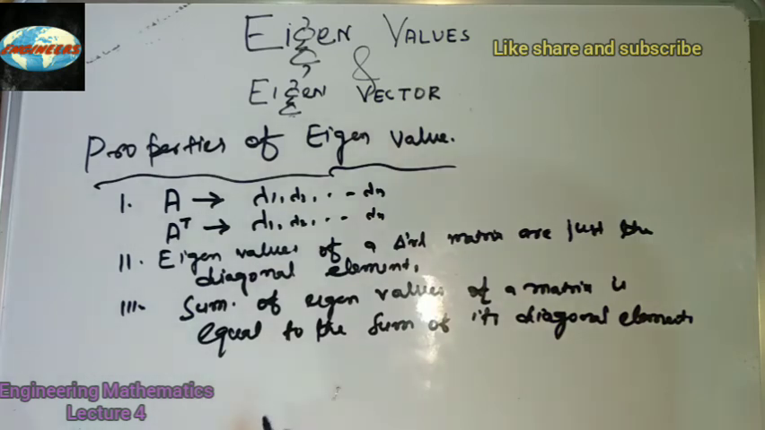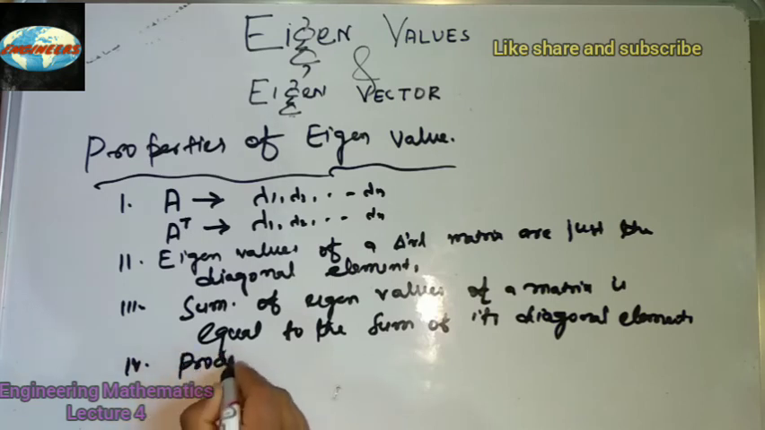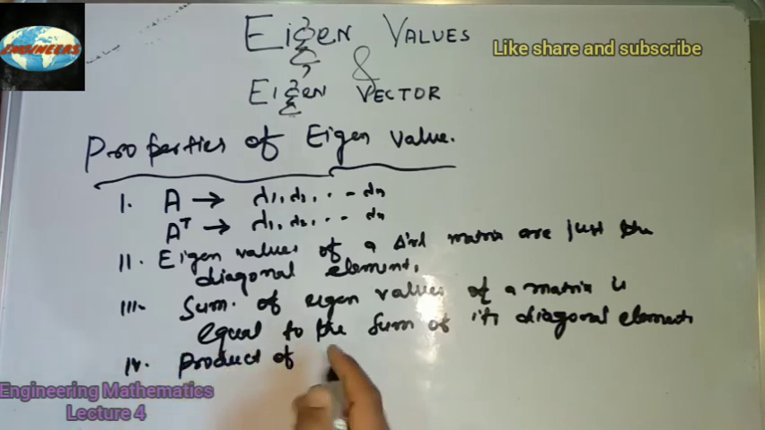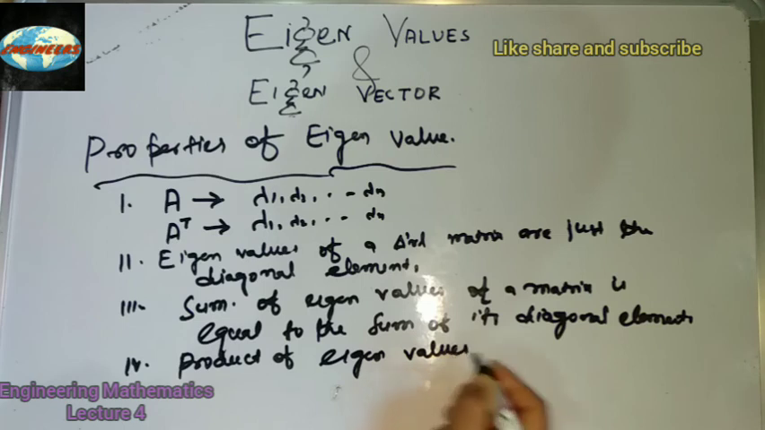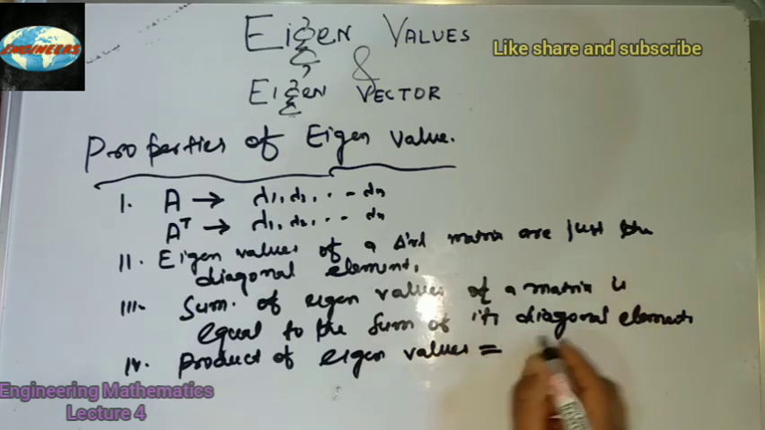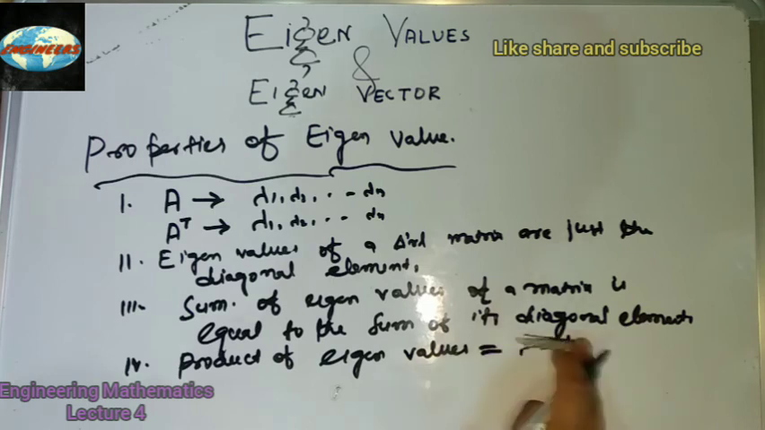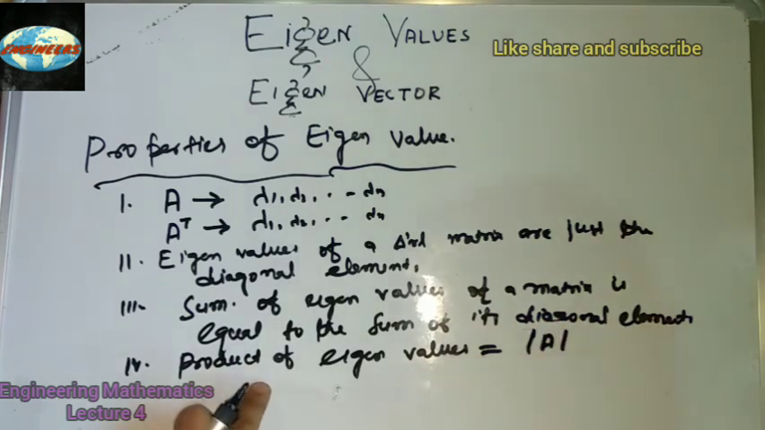And there is one more property: the product of eigenvalues is equal to the determinant of a matrix. We find the determinant of a matrix, and that will be equal to the product of the eigenvalues. Okay.